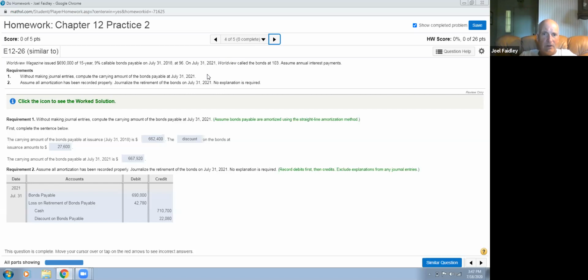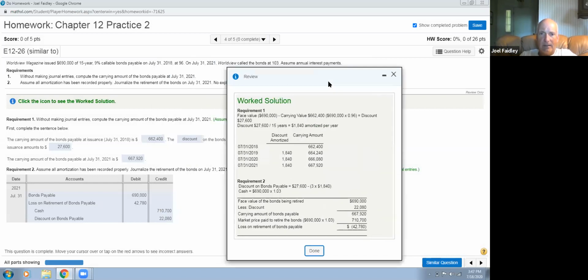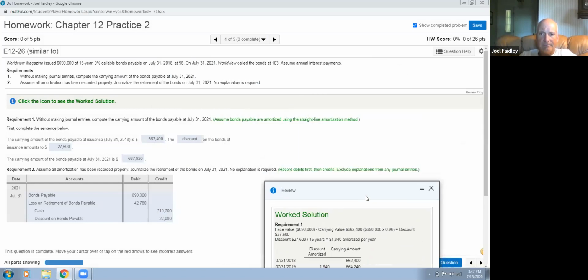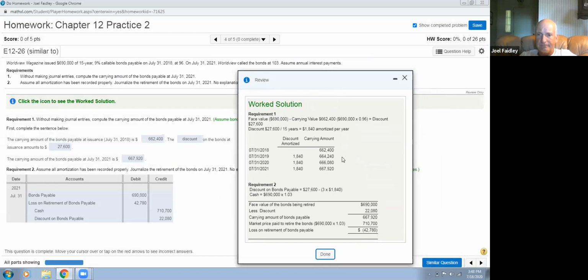If these bonds' carrying amount of the bonds payable at July 31, 2021, and so this is 1 year into it, you've got 1 year of amortization that you have to figure out. All right, well, how do we do that? I don't have a scratch pad here like I would in my office. So let's just look at the solution and show how this works. All right, so the amortization and the carrying amount is $662,000.